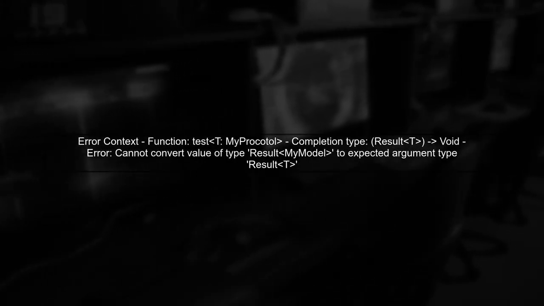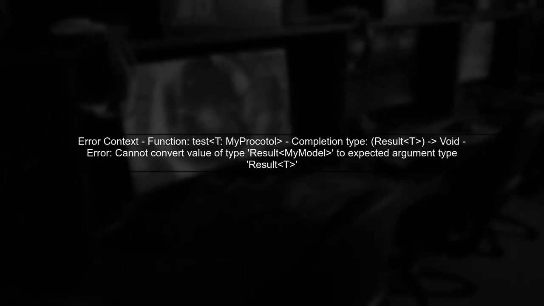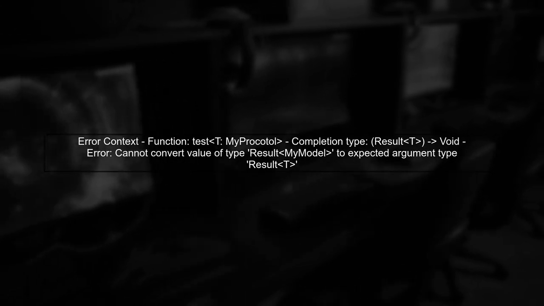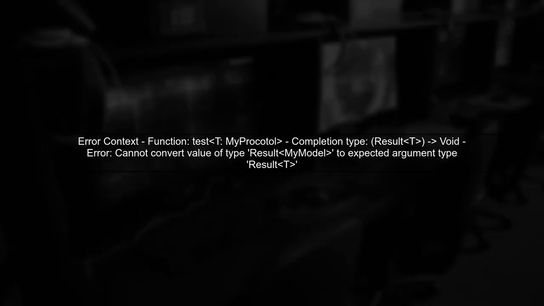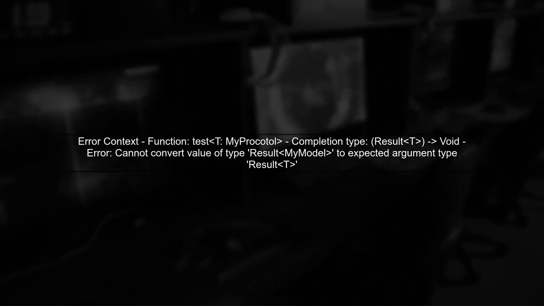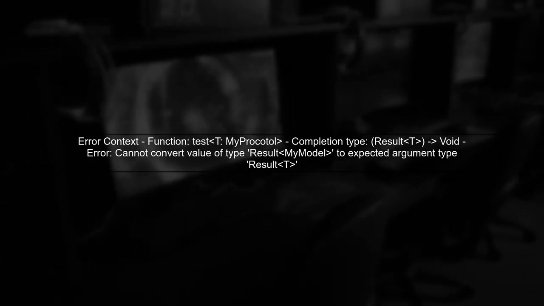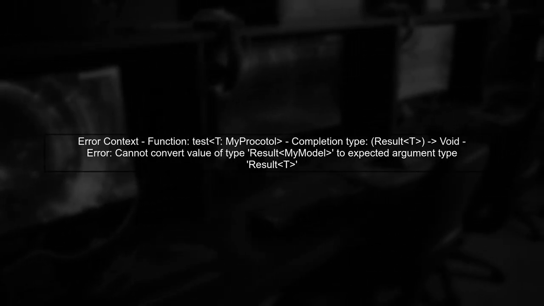The issue arises in the test class, specifically in the test function. Here, we define a generic function that expects a completion handler with a result of type T. However, when we create an instance of MyModel and try to pass it as a success value, we encounter a type mismatch.